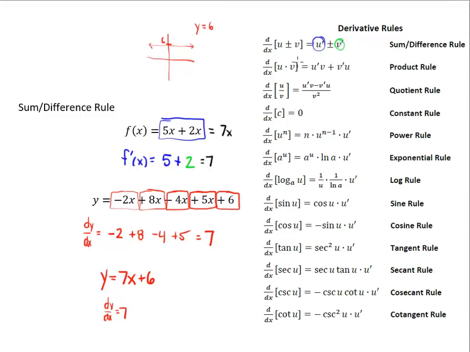One of the things I see a lot of people do is they assume the product and quotient rules work the same as the sum difference rule, where you could just simply find the derivative of the first thing and times it by the derivative of the second thing. And that is not correct. You will not get the right answer if you do that.